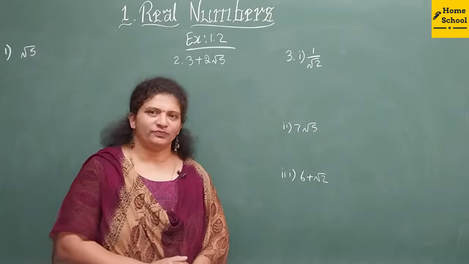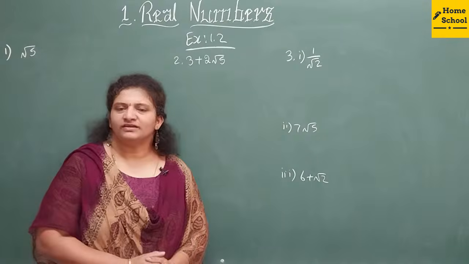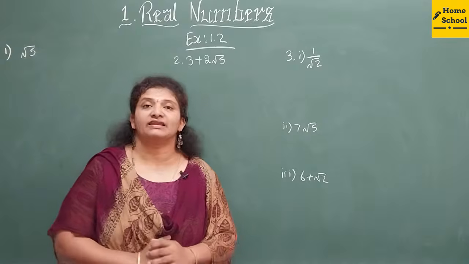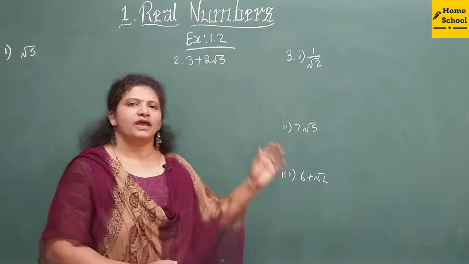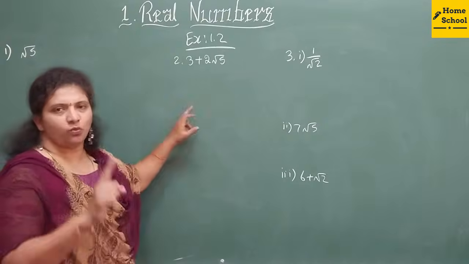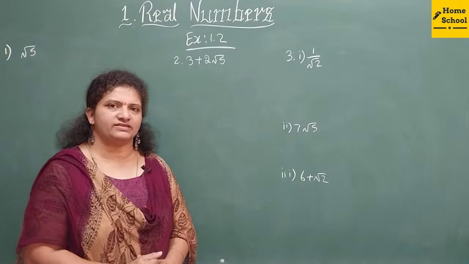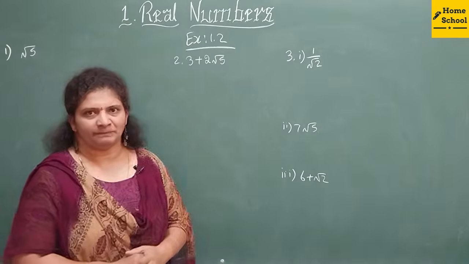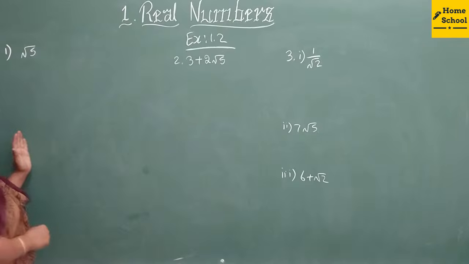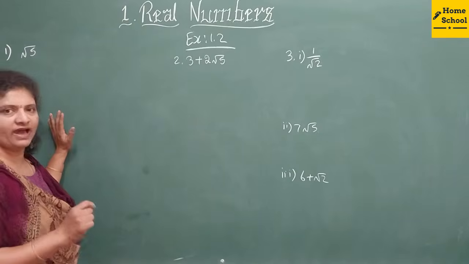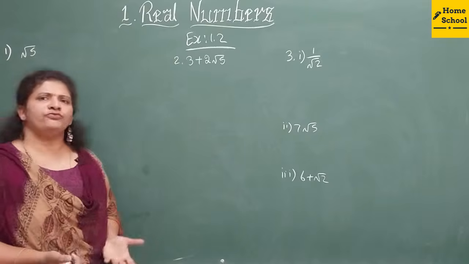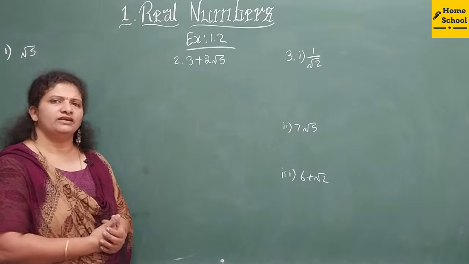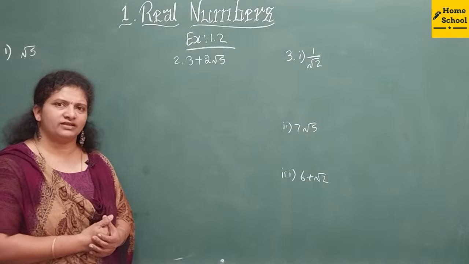Exercise 1.2. In this, we have 3 main and very easy, very important exercises. Among these problems, one we can expect in your annual exam. The numbers may be changed, but one question is compulsory. What is your heading? First one, prove root 5 is irrational. Root 5 itself is irrational. How can I prove it as irrational?